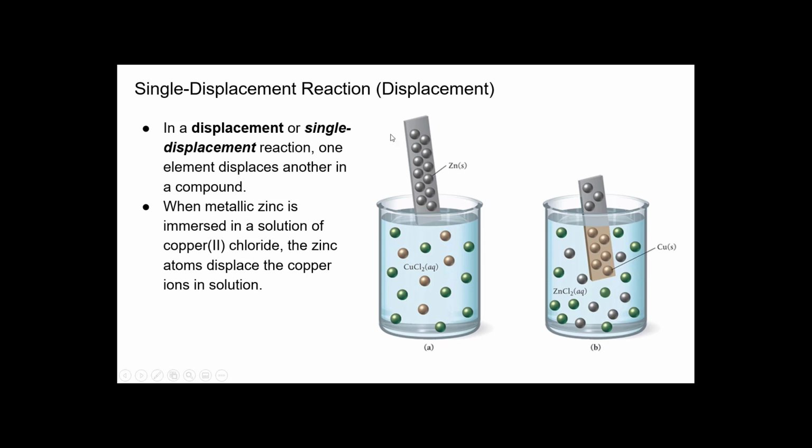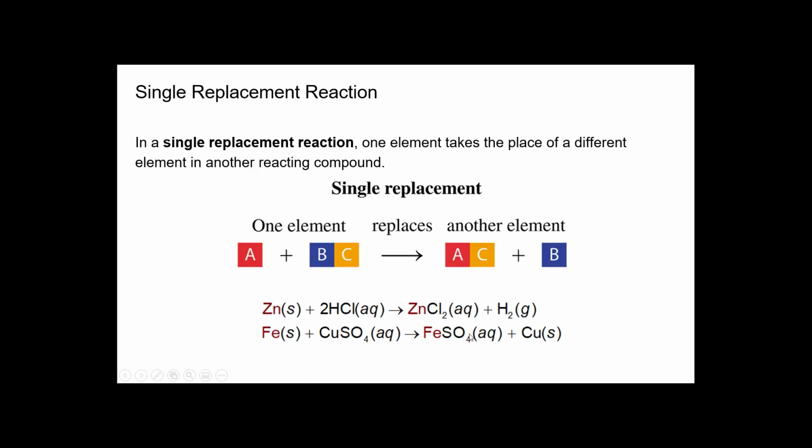The copper's going to go into solid and the zinc's going to be in ionic form. So it's switched them out. And that's what you're seeing here. A plus BC, one replaces the other. So like I said, if these are dancing, this person comes in and it pushes that other one out. And now this one's by itself. And now you have another compound.